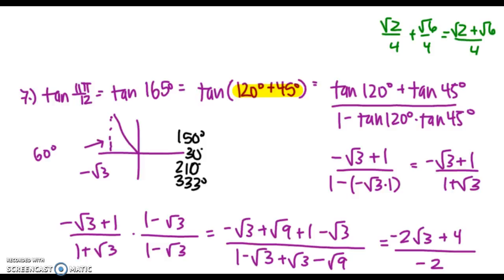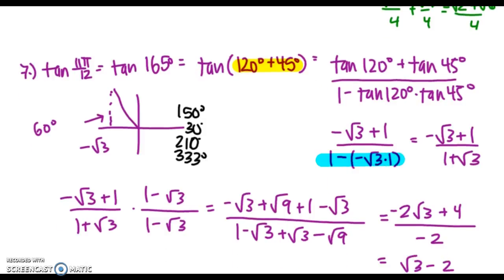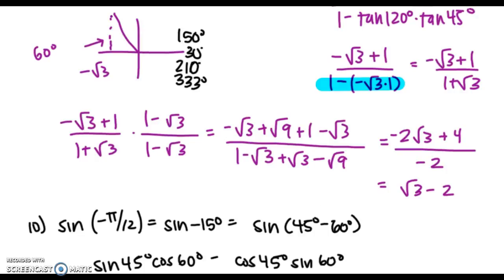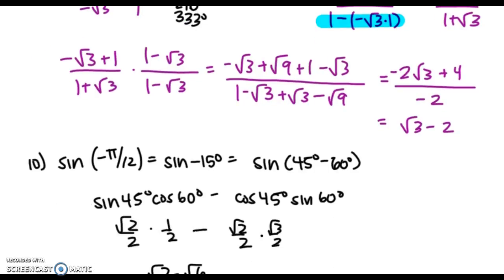Be careful when you're kind of looking at that denominator. This is subtract in the bottom. So this is 1 subtract a negative radical 3 times 1. So tangent is in the second quadrant for 120. So make sure it's a negative radical 3 you're throwing in there. Kind of look at my math and see how everything kind of simplifies down.